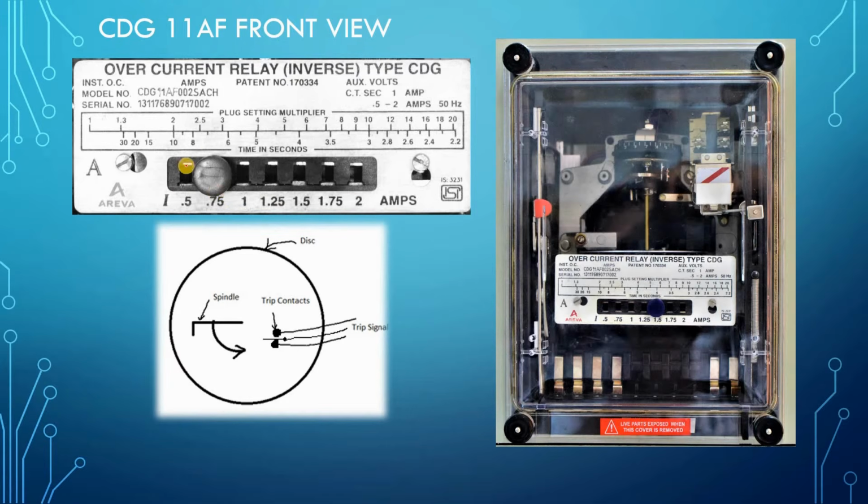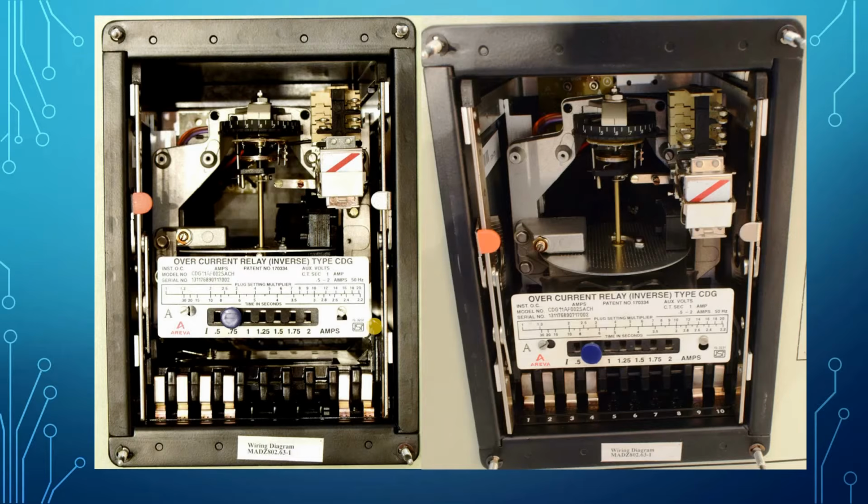Here in our experiment we have to fix the TSM and clock setting, and we will get the trip time for a particular value of current. That is what we will see in the observation. I also showed you that this is the moving contact and this is giving you the trip signal. Let's see in detail. See the image.